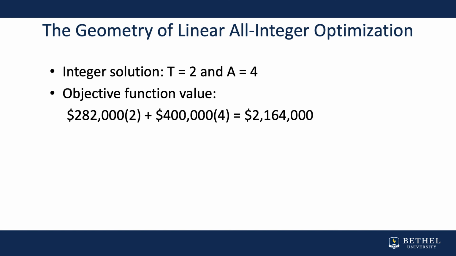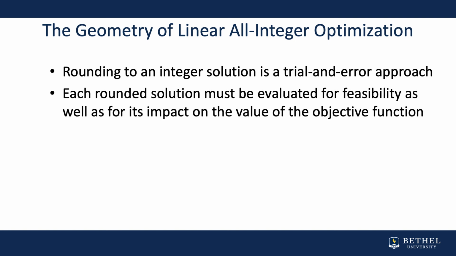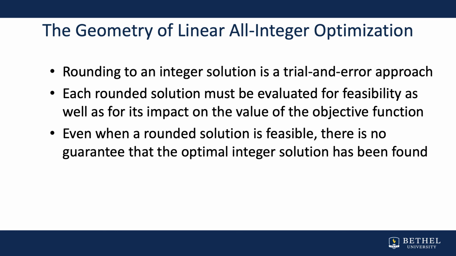So the rounded solution we're going to go with is T equals 2 and A equals 4. Well, if we use that, we know that's infeasible for the same reason, because we don't have enough money to buy 2 townhomes and 4 apartment buildings. When we round these different numbers off for our variables that we're looking at, it becomes a trial and error approach. Each rounded solution must be evaluated for feasibility as well as its impact on the value of the objective function. Even when a rounded solution is feasible, there's no guarantee that the optimal integer solution has been found.